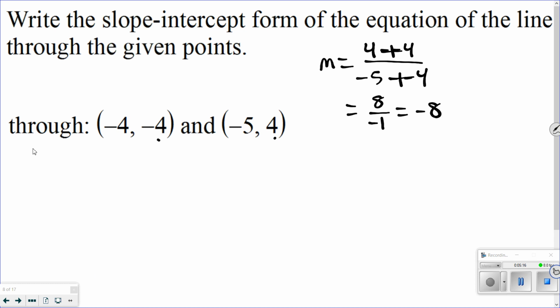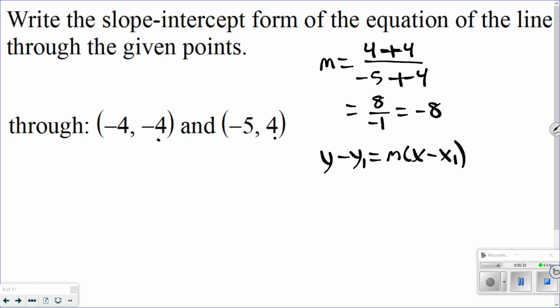Okay, negative 4 is not on the y-axis. It is not the y-intercept. And negative 5, 4 is not the y-intercept. So neither of those are y-intercepts. So that means I need to use my second formula, the y minus y1 equals m times x minus x1.